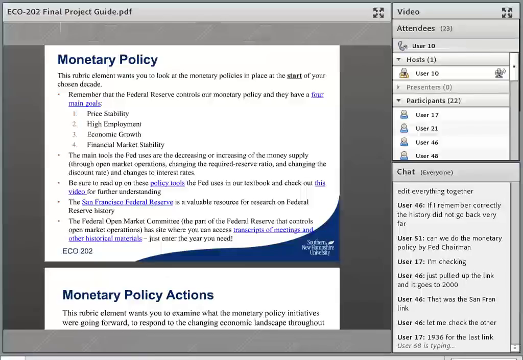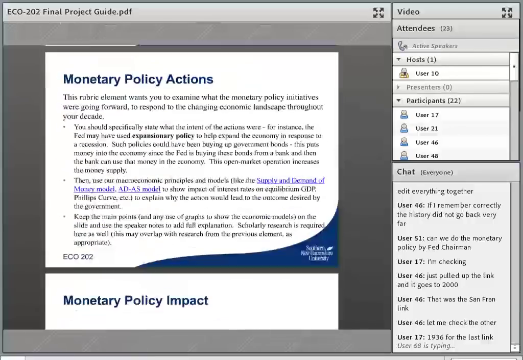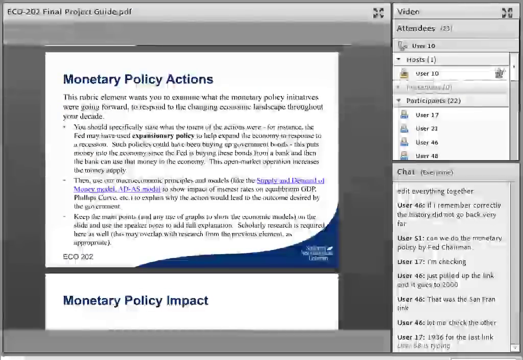I see Ellen is typing, so maybe she checked for me. Okay, cool. So yeah, it goes back pretty far. And so, of course, this link for transcripts of meetings isn't just for this element. You can use this to look up the first year and maybe the years leading up to the start of your time period.